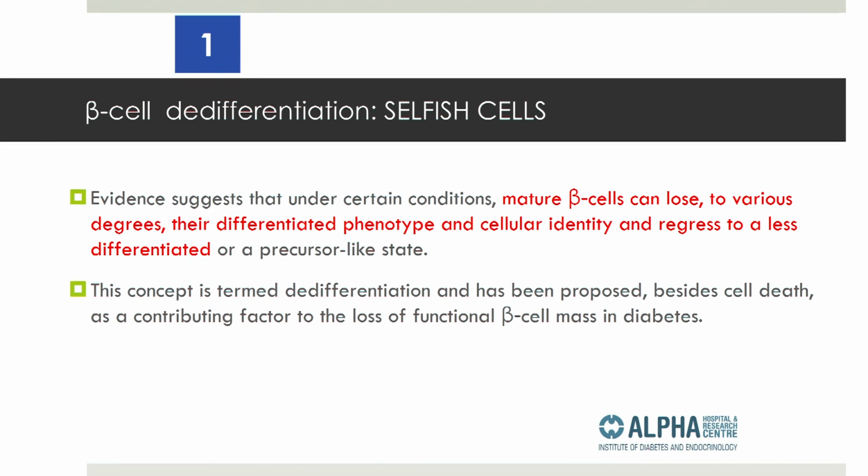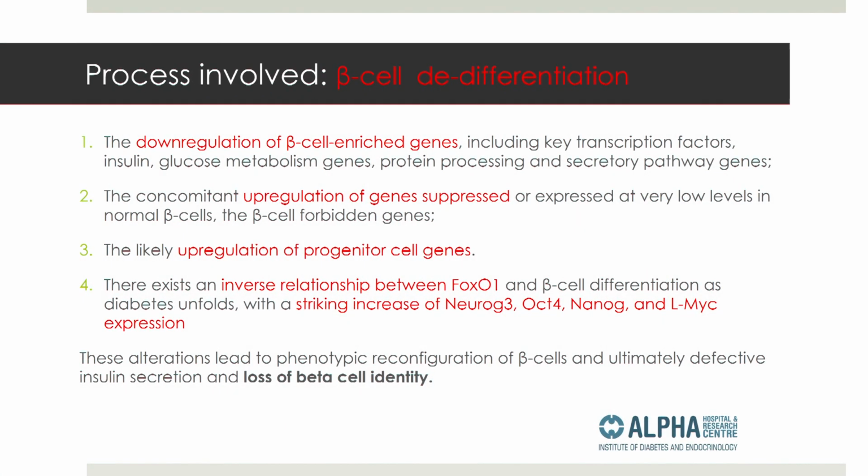Now this is the beta cell mass which we are trying to improve. So the process involved in dedifferentiation is that, as I said before, there is downregulation of the beta cell enriched genes. There is upregulation of genes which are supposed to be suppressed in the primitive cells, and there is upregulation of progenitor cell genes. You have various genetic markers which suggest whether your beta cell could have regenerated or dedifferentiated. So ultimately, this alteration or phenotypic reconfiguration of the beta cell results in defective insulin secretion and loss of beta cell identity.